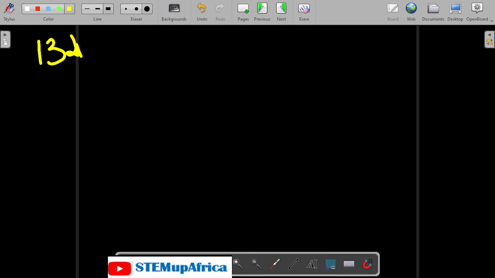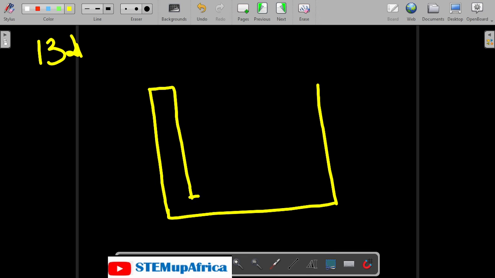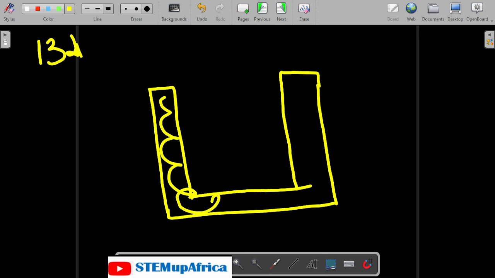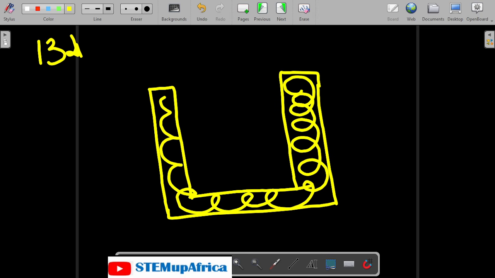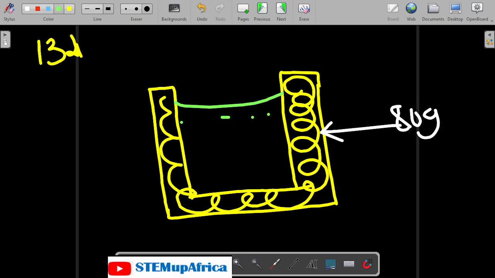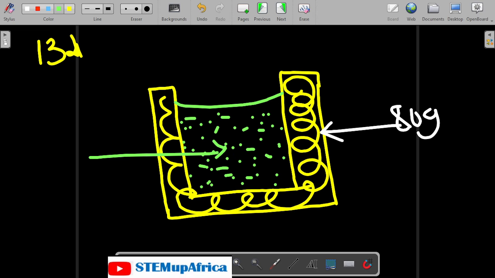13D. So let's assume this is our copper calorimeter. You know, it's always lagged to prevent heat loss. So these are the lagging. You say this copper calorimeter has a mass of 80 gram, and it contains water. So the mass of this water is 100 gram.